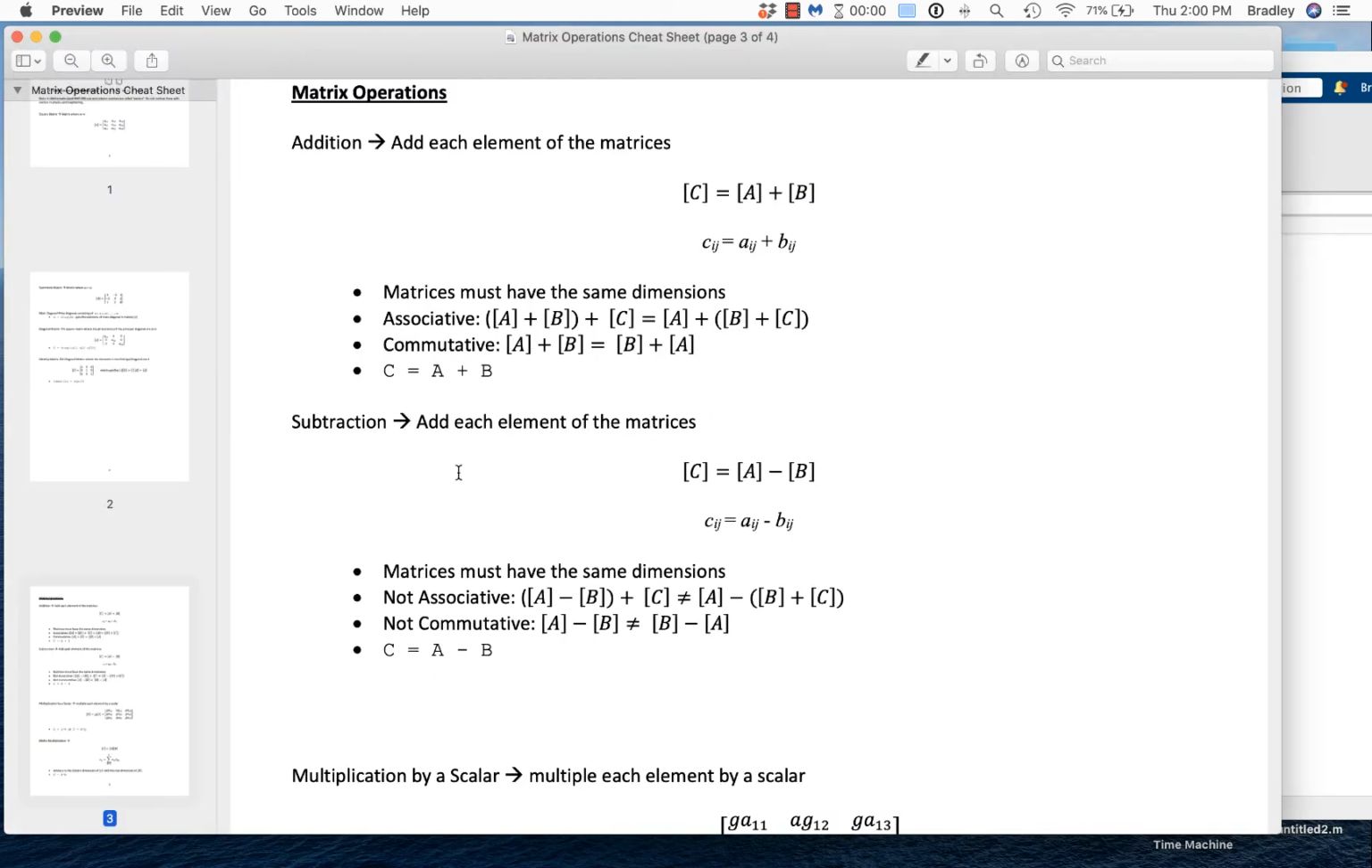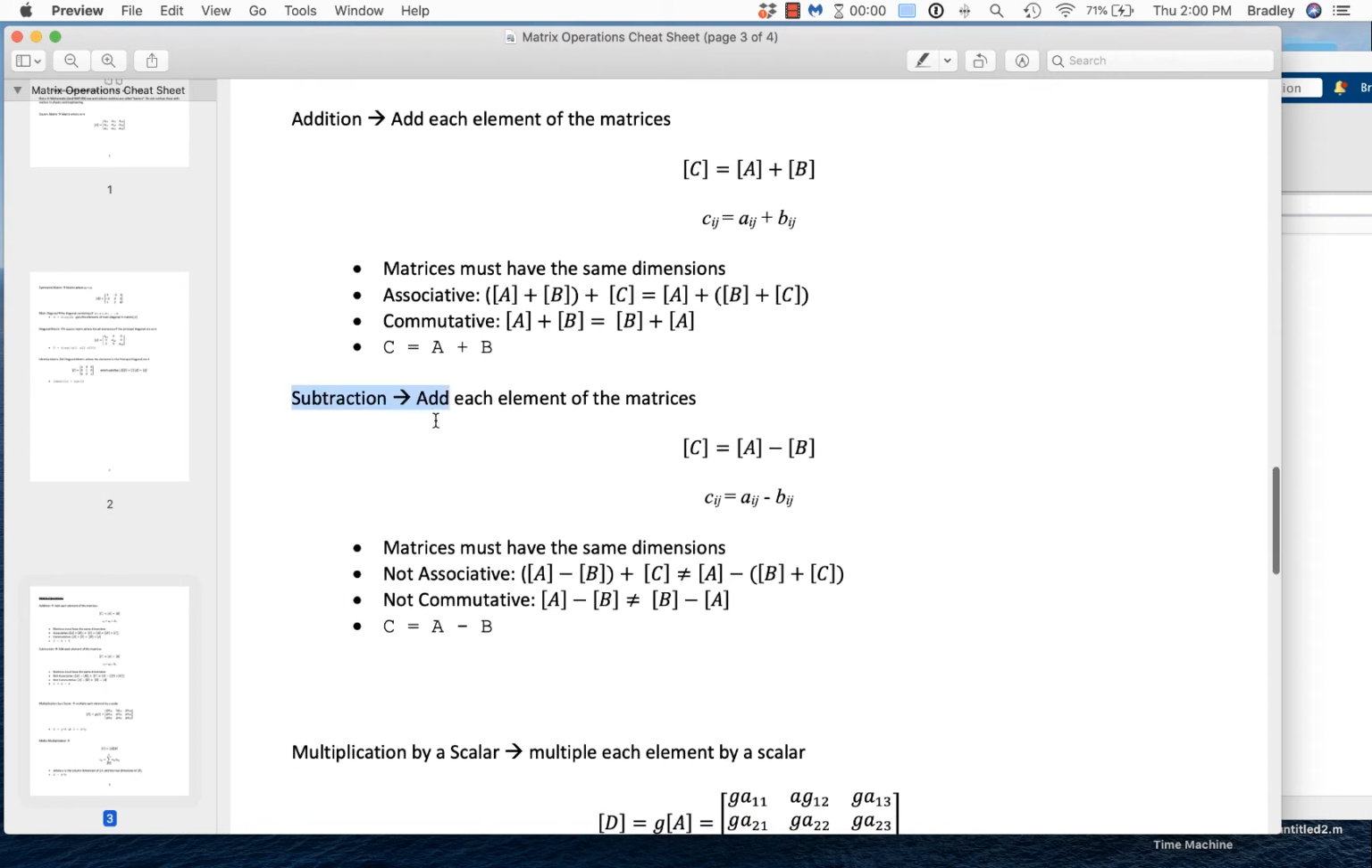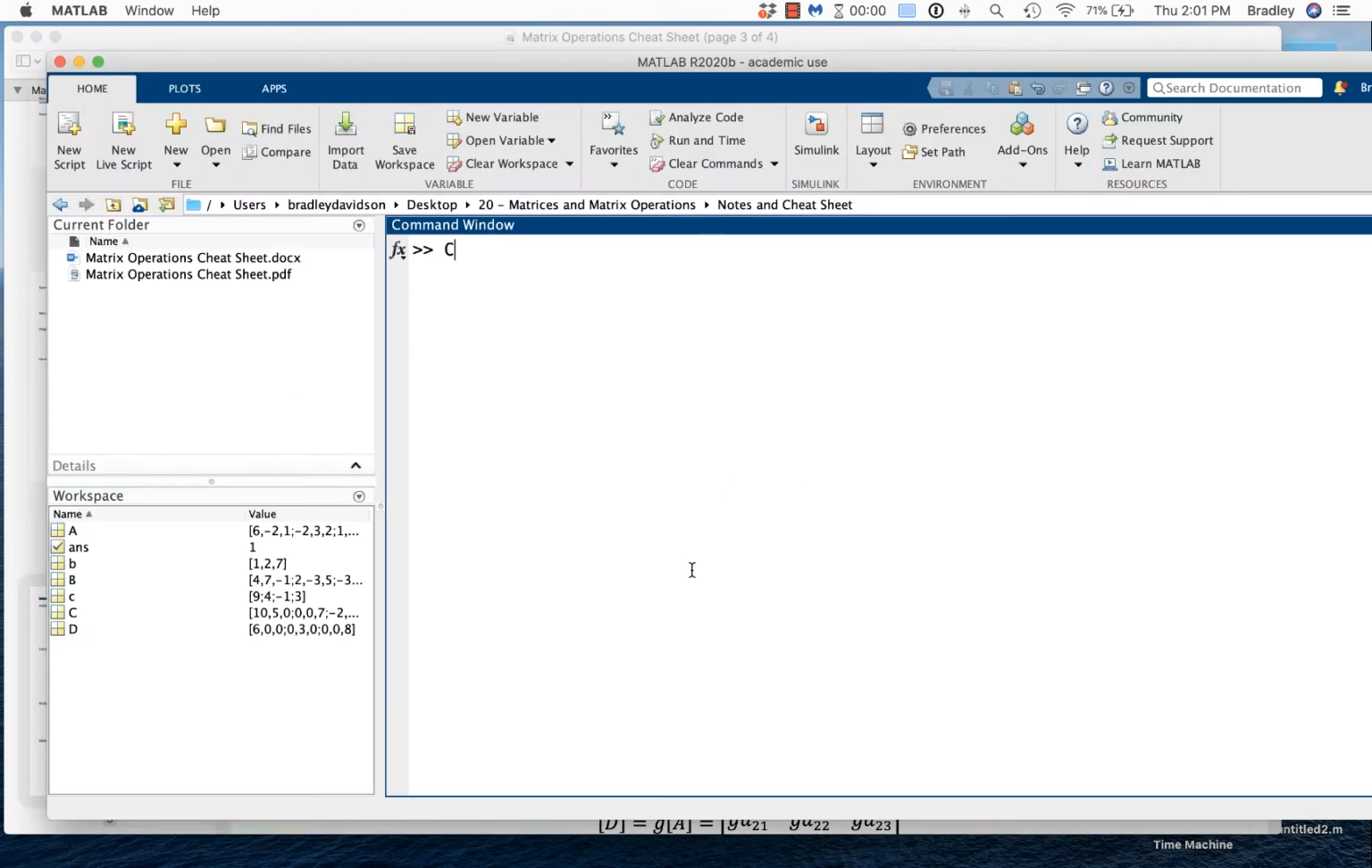Now if we flip over and look at matrix subtraction, where we subtract each element of the matrices, we get the matrix C equal to A minus B. We have the same requirement, which is that A and B must have the same dimensions.